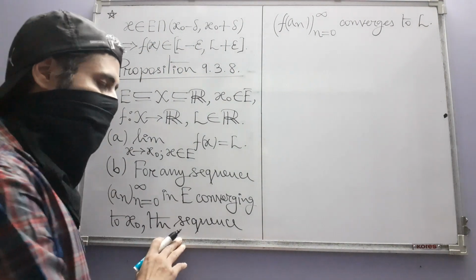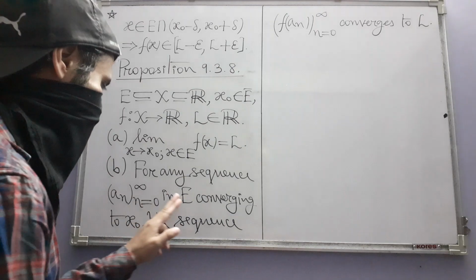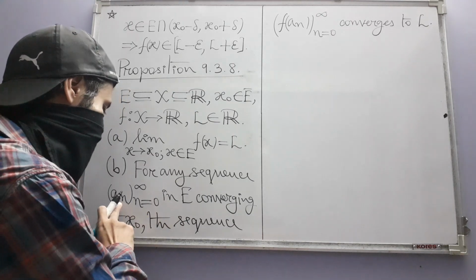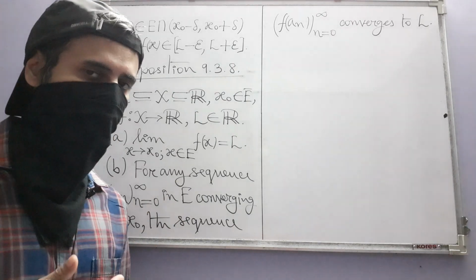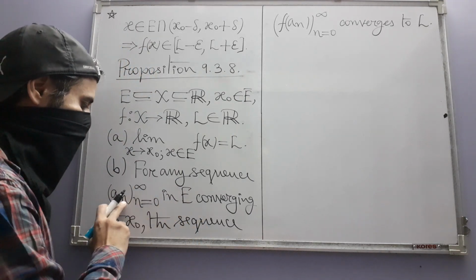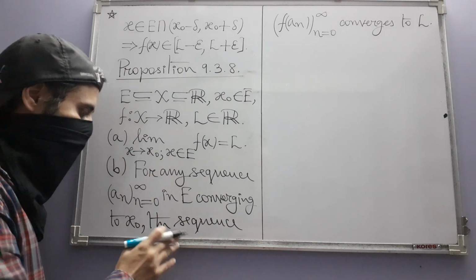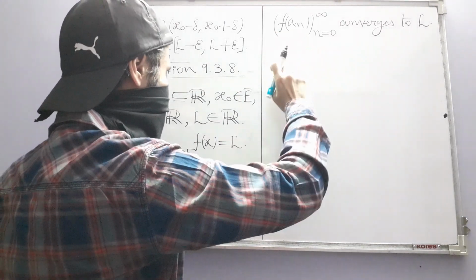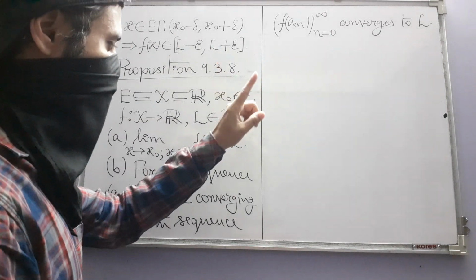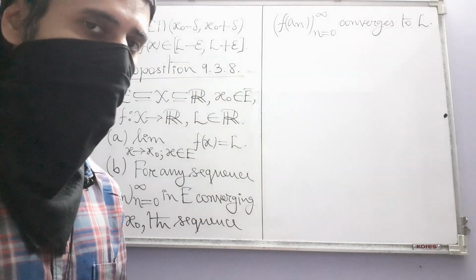So what does this second statement say? It says that if you find a sequence a_n in E, and by that what do we mean? By that we mean that all the terms of this sequence, that is all the a_n's, are elements in E. And it's not just any sequence in E, but a sequence in E which is converging to x naught. If you take any such sequence, then the functional values, if the sequence terms are the inputs, give us a sequence which converges to L.